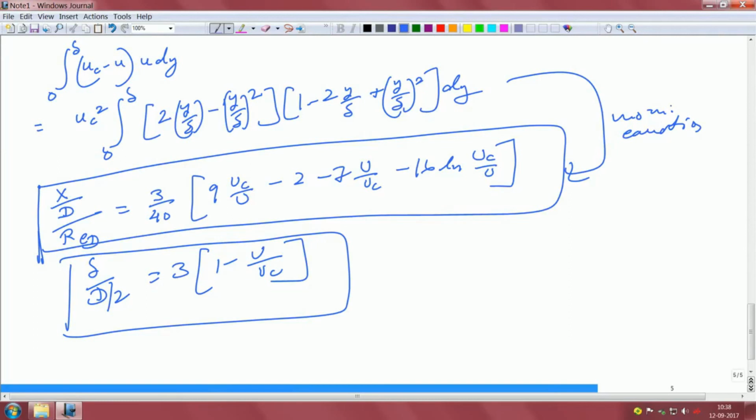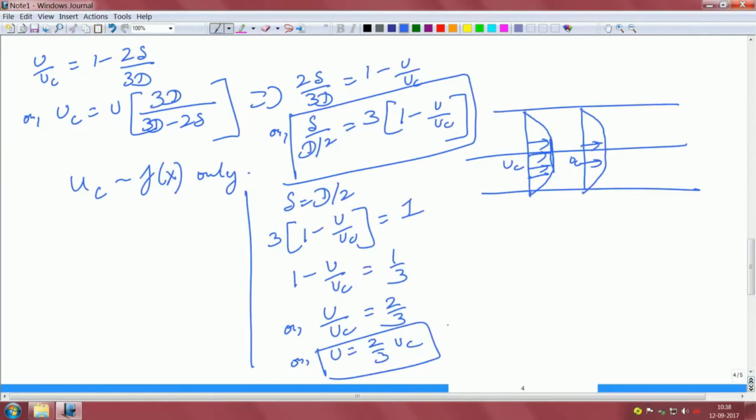Got it? So, in other words, as we said earlier, in this case, as you saw, Uc is actually then 3/2 of u. So it is another way of writing the same thing.